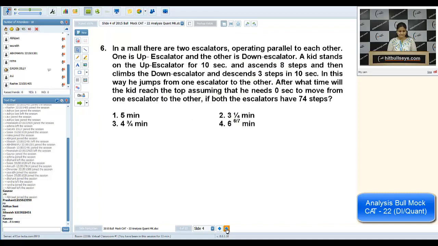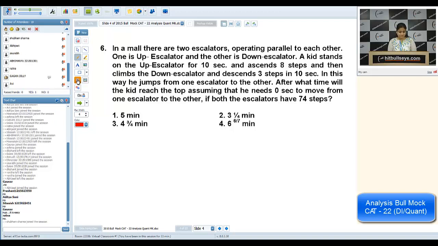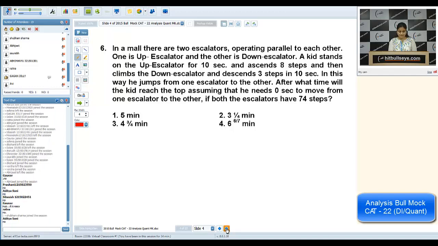Question number 6. Yes, actually, the 6th question was easy. Any problem in this question? Good. I think the paper was very easy according to you. Okay, let us move.